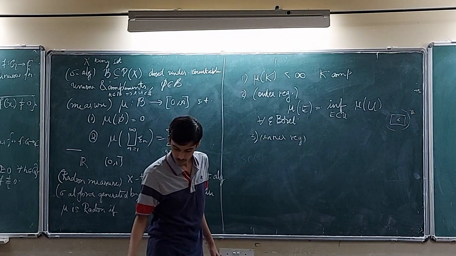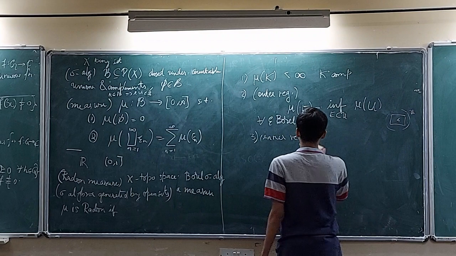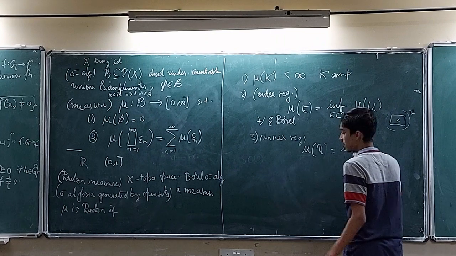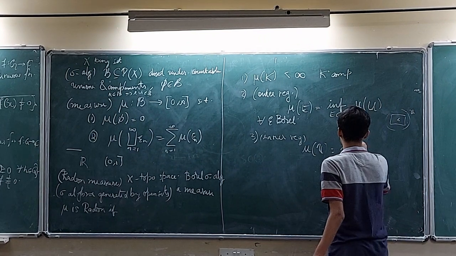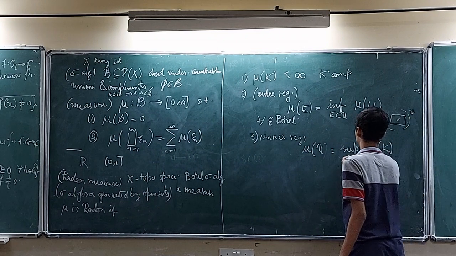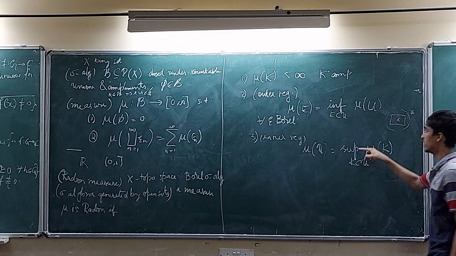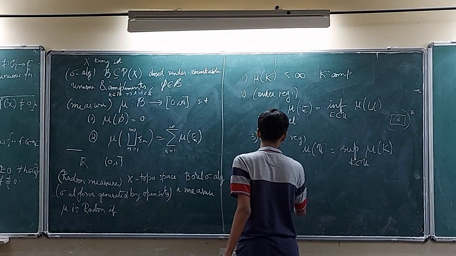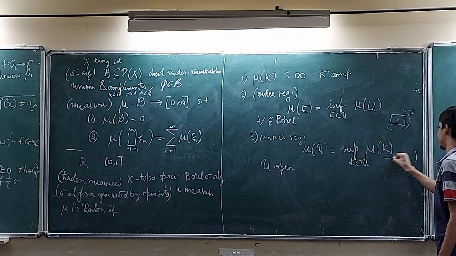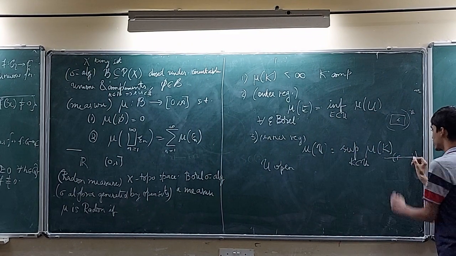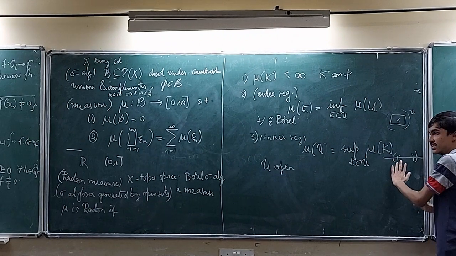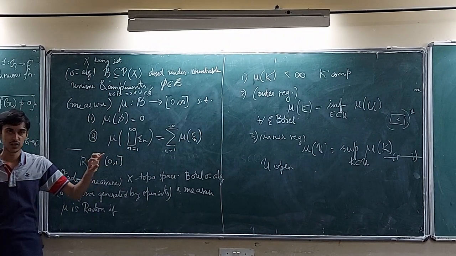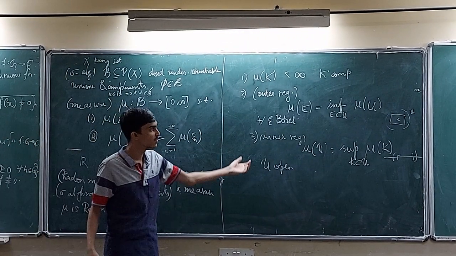And third, it's inner regular, in a sense. For any open set U, mu of U is actually the supremum of mu of compact sets K inside U. This is for all U open. In the sense, given an open set, say on R, you can approximate it from inside by compact sets. So this is what we know as Radon measures, and we are going to study only these measures on a topological space because they are nice enough. You can use all these properties.